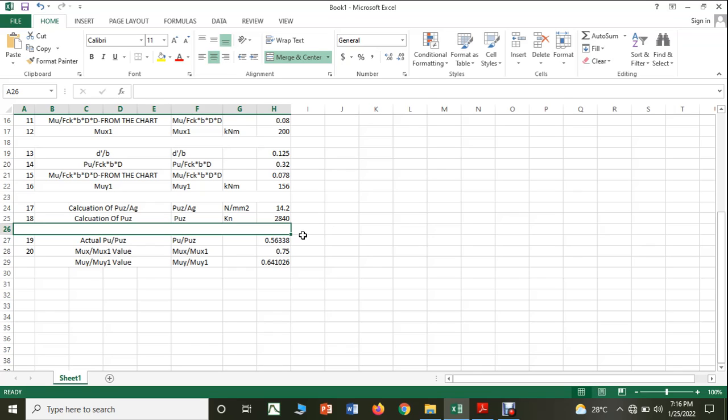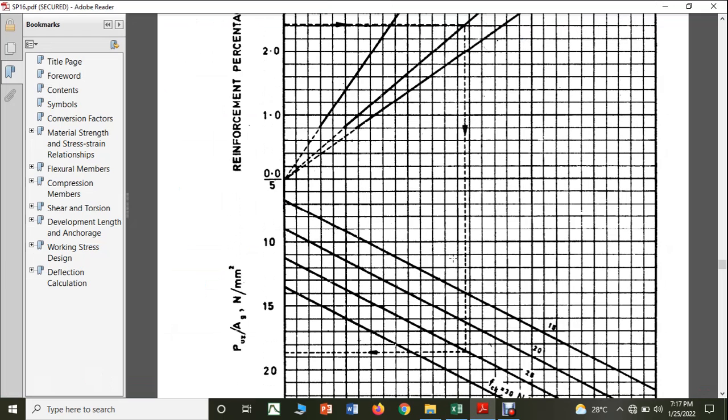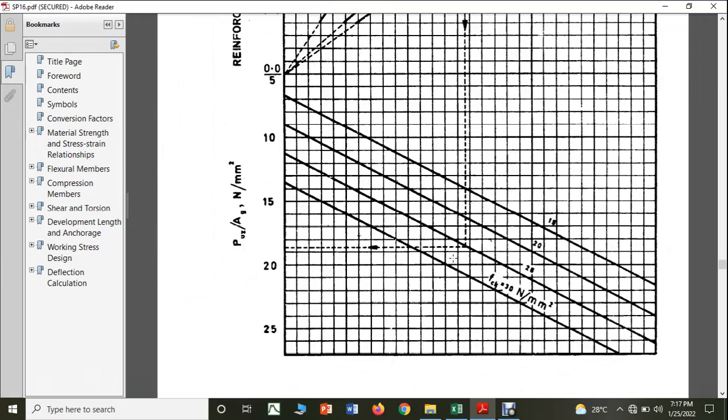Now using this PU by PUZ value and the corresponding MUY by MUY1 value, we will go to the corresponding chart. We can consider it as a uniaxial column, and go to chart 64. Why chart 64? Since I am taking PU by PUZ and MUY by MUY1, and MUY by MUY1 is based on this, that is 0.15. So therefore I have to go to chart 64 now, sorry, not chart 64.